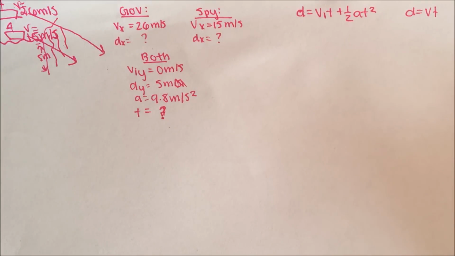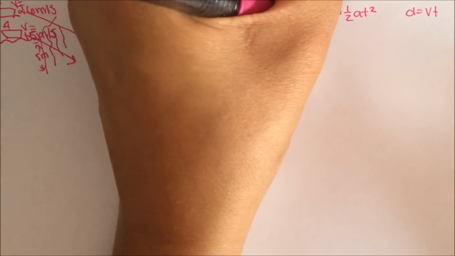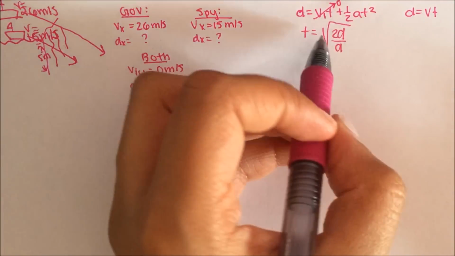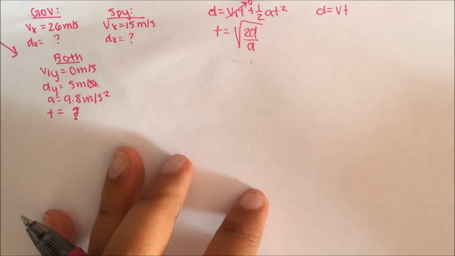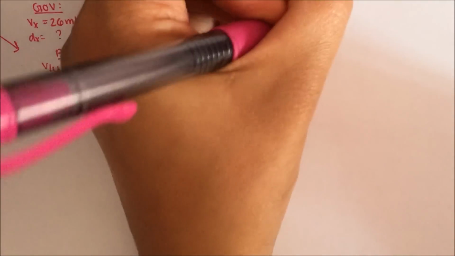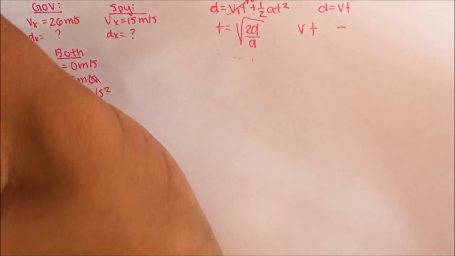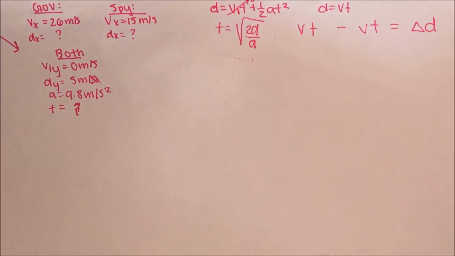The first thing to figure out is the time, because that's what's going to link the two, horizontal and vertical. We know the initial velocity is 0 in the vertical direction, so the time is going to be equal to the square root of 2 times the distance divided by the acceleration, and then we're going to use this as time and plug it into here to figure out the difference in the distances. So for the government boat, the velocity times time, minus the spy boat's velocity times time, is going to give us the difference between the two.